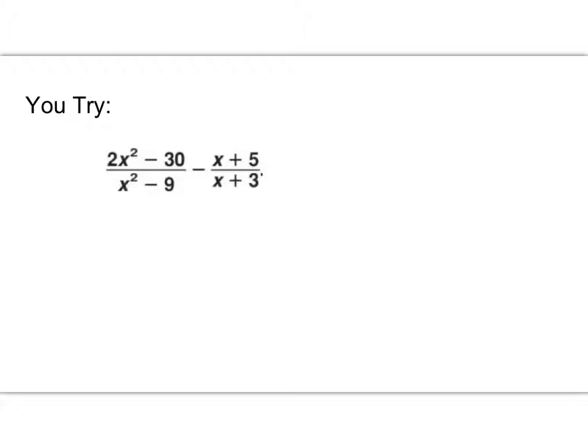All right, I have one for you to try. You might find this a little bit more challenging because you have to remember you have to have a common denominator. So pause this, complete the problem, start it back up when you're ready to check your answer.